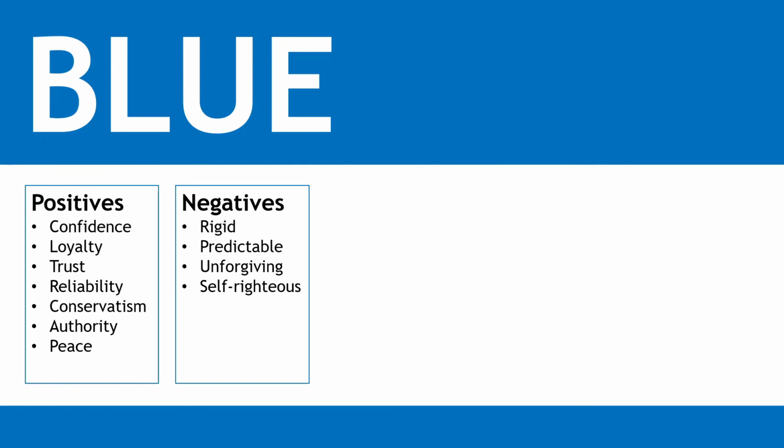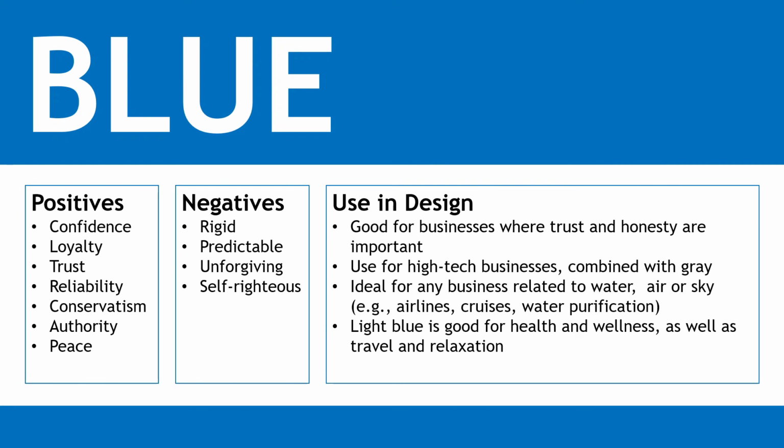Blue is often thought to be the safest color to use in business because it portrays confidence, trust, authority, and peace. But it also has a few possible negatives, those being rigidity, predictability, an unforgiving nature, and self-righteousness. It's good to use where you want to show trust and honesty. It's frequently used for high-tech companies, in addition to gray. And it's also good for business related to water, air, sky, travel, or health.